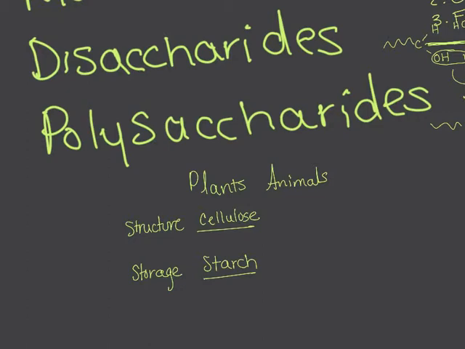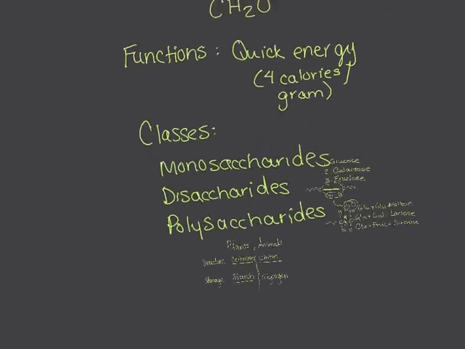In terms of animals, structurally, now we don't have this, but chitin, and that is the exoskeleton of bugs. Also, quite interestingly, it is the structure of the cell wall for fungi, giving credence to the idea that animals and fungi are more related than animals and plants, or fungi and plants. And lastly, in animals, our energy storage is going to come in the form of glycogen. Remember this from our unit talking about homeostasis. So there we go.